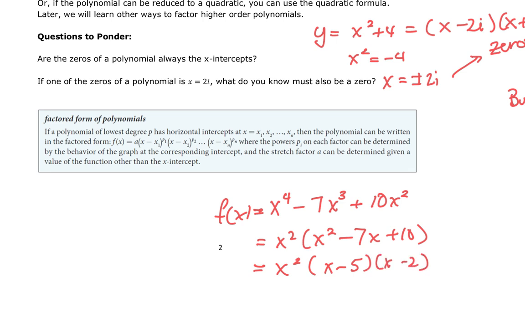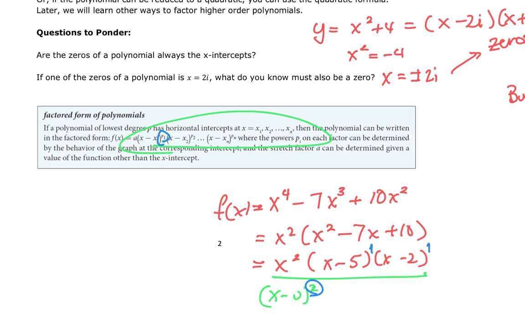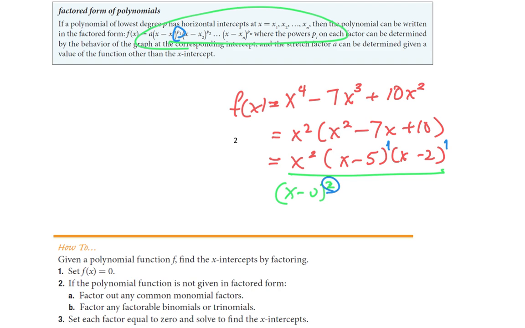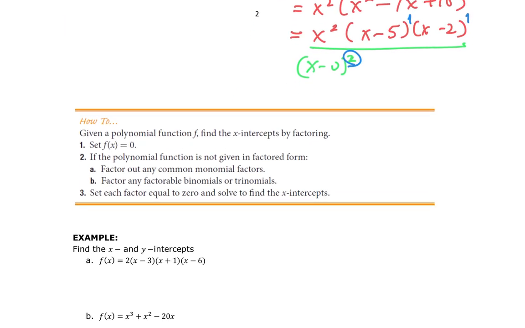So if I do a comparison to what this is and what this is saying, my first one is x minus 0, the quantity squared. And this number, the quantity squared, is this number here where they label it as p, which is the degree of that factor. The degree of the next factor is 1 because I only see it once. So now I have it in the linear factorization. That's what this is called, the linear factorization.